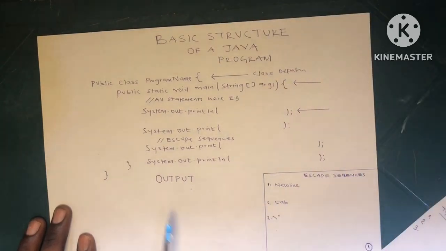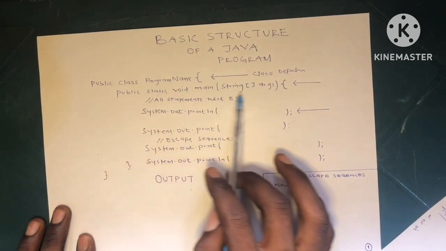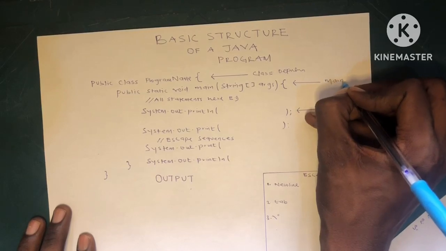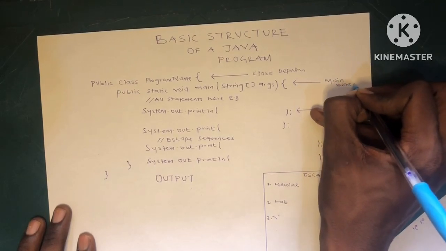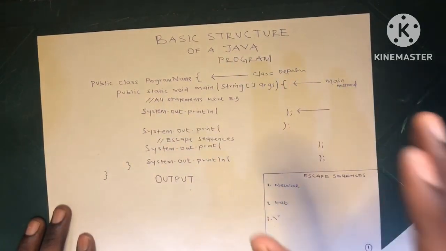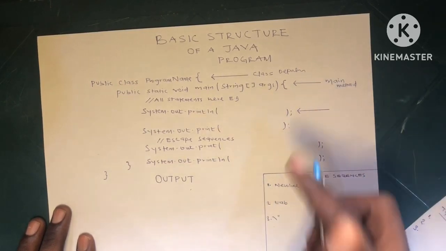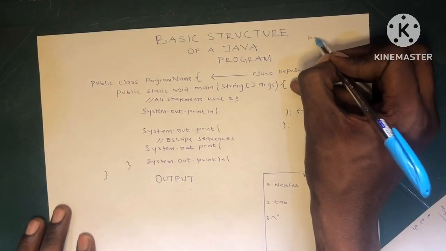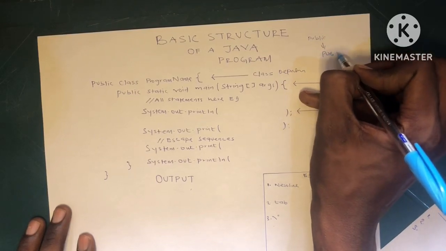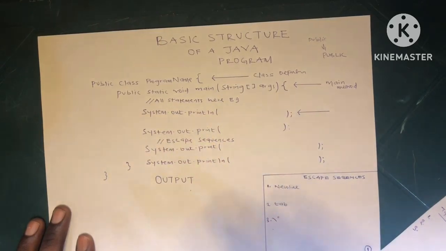The next thing here is the public static void main. This line entirely is called the main method. This here will be your main method. Everything you see here must be written as it is. And don't forget one thing: Java is case sensitive. That means that public written in small letters is different from public written in capital letters. That's what I mean by being case sensitive in Java.